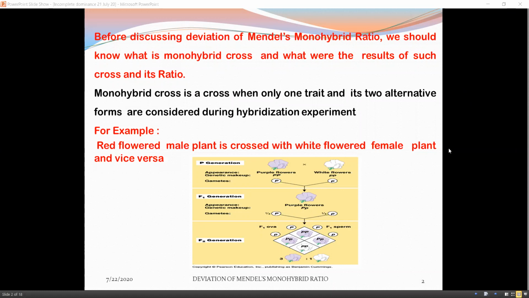Monohybrid cross is a cross when only one trait and its two alternative forms are considered during hybridization experiment. For example, if we take red flowered male plant and cross it with white flowered female plant or vice versa, it will be known as a monohybrid cross for color of flower. Now this diagram shows that purple flower and white flower are crossed, and in F1 we will get all purple flower plants, and in F2 purple and white will be segregated in 3:1 ratio, that is the phenotypic ratio. Now this was Mendel's observation.